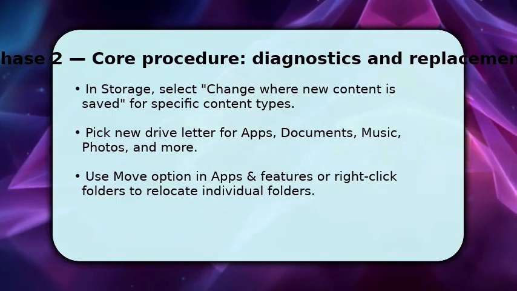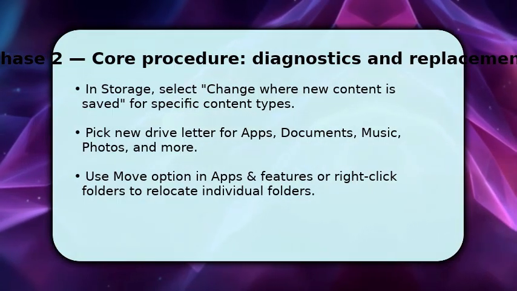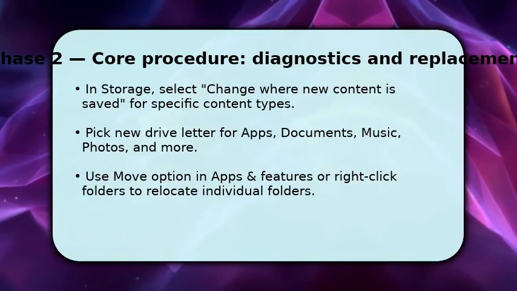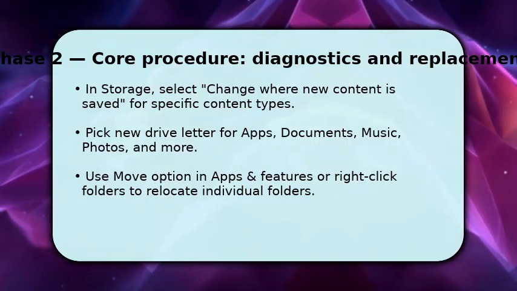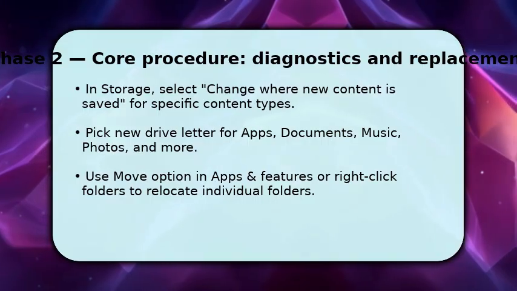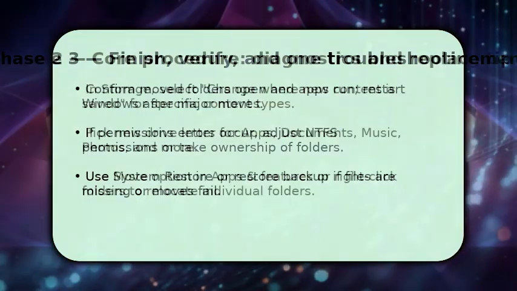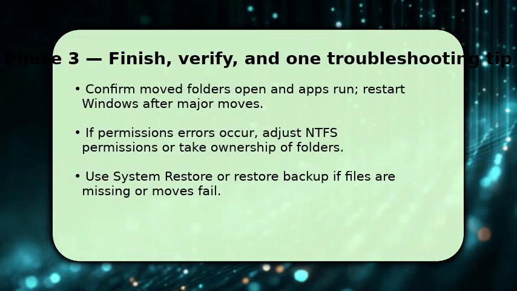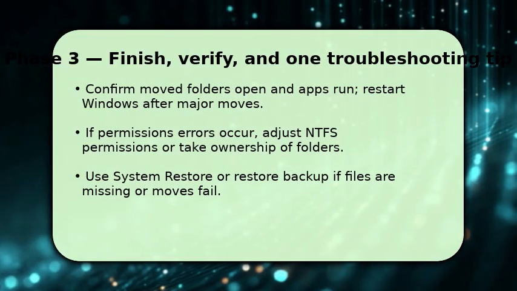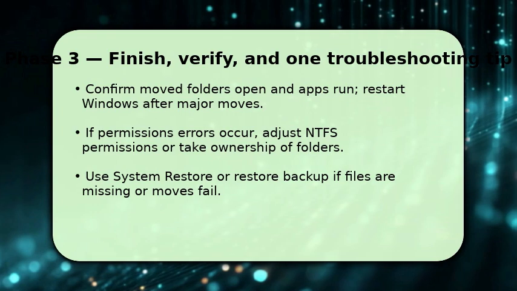To relocate existing user folders, right-click the folder in File Explorer, choose Properties, Location, and Move, then Confirm. Make sure target drives have enough space, otherwise, free space first and then continue. To finish, verify moved folders open correctly and that moved apps launch. Then restart Windows to ensure changes apply.